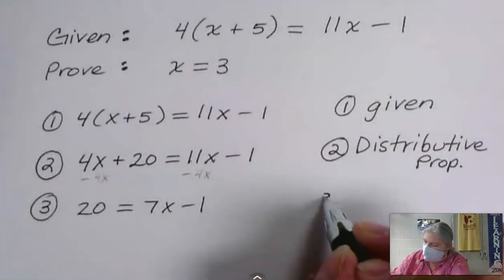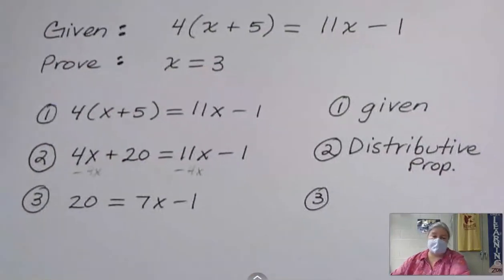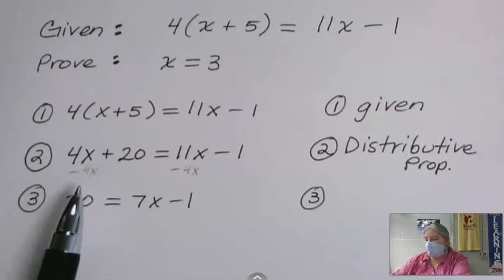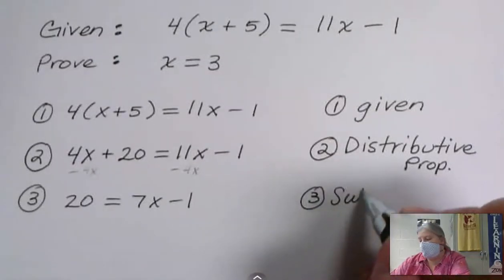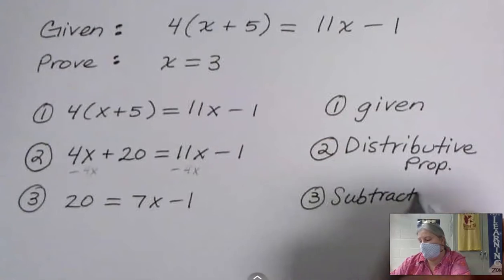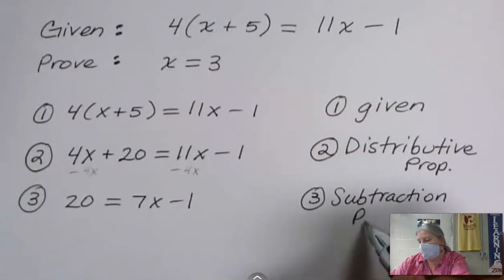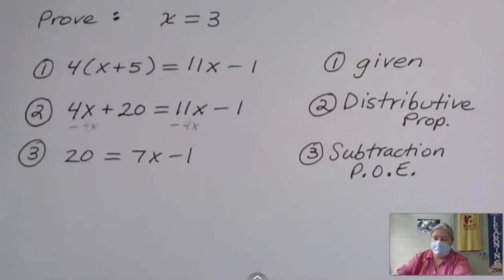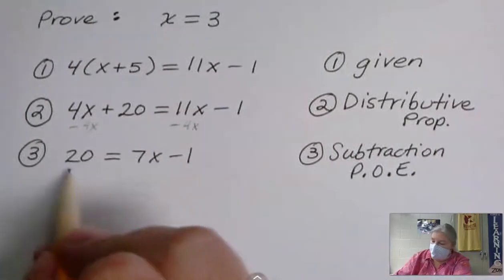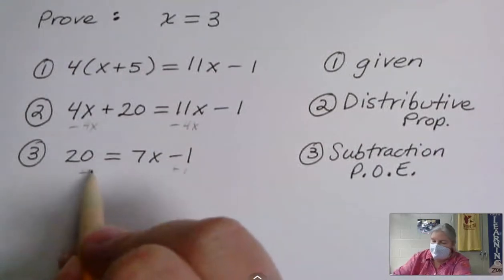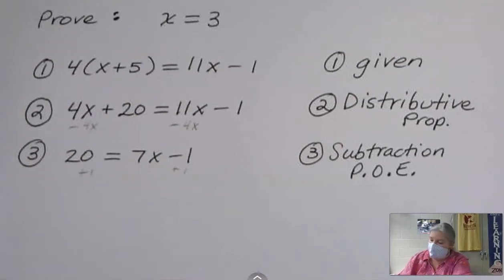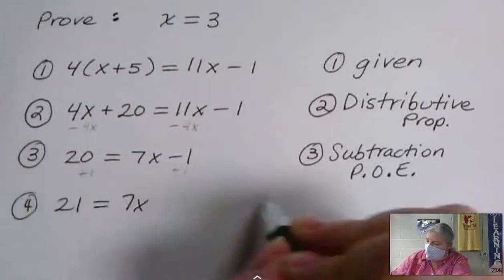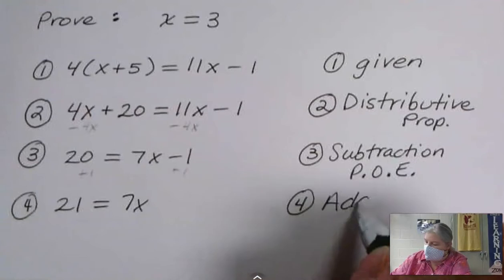And what I did was I subtracted the same thing from both sides. Anything that you do to both sides is one of those properties of equality, those POE. So this is the subtraction property of equality. Next thing I'm going to do is I'm going to collect the numbers on the left by adding 1 to both sides. So what tells me I'm allowed to add to both sides? The addition property of equality. So, addition property of equality.